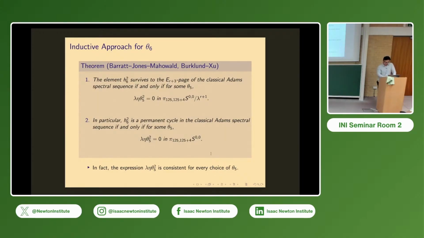Okay. So the point of this upgrade in the synthetic setting is that not only can this tell us whether or not H6 squared is a permanent cycle, it should also be able to tell us, if it does not survive, which differential it should support.